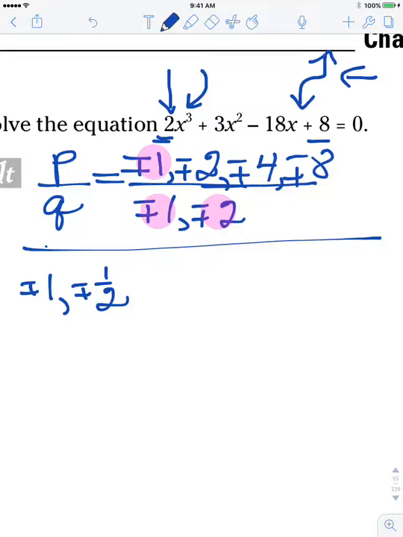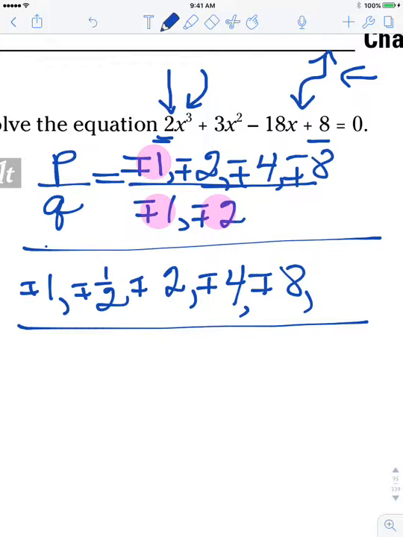And now I'm going to do the same thing with 2. So 2 over 1 is 2, and 2 over 2 is 1. I already have 1. And 4 over 1 is 4. And 4 over 2 is 2. I already have 2. And 8 over 1 is 8. And 8 over 2 is 4, and I already have 4. So my zeros are going to come from here. And since this is to the third degree, I should have 3 zeros. Now I might have just 2, and one of them has a multiplicity of 2, giving me my cubic function.